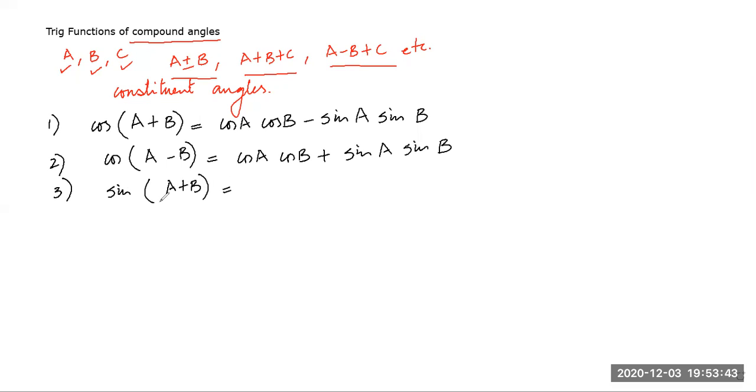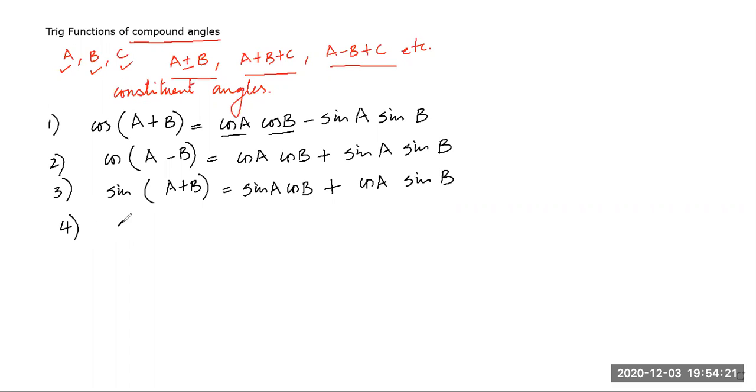See, students, in case of sine, the sign will not change, right? But the function will change. Here in case of cos, the function is not changing. It's like cos A cos B minus sin A sin B. Both same functions. But in case of sine, the sign will be the same, but the function will change. That is, it is sin A cos B plus cos A sin B. The function is changing, right?